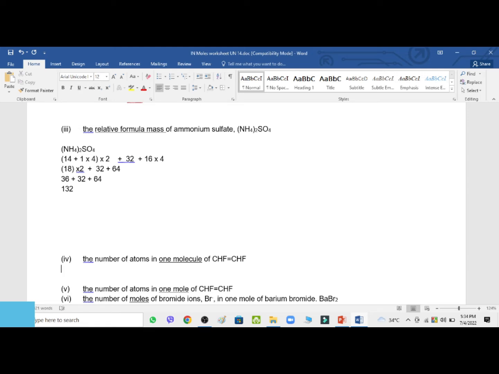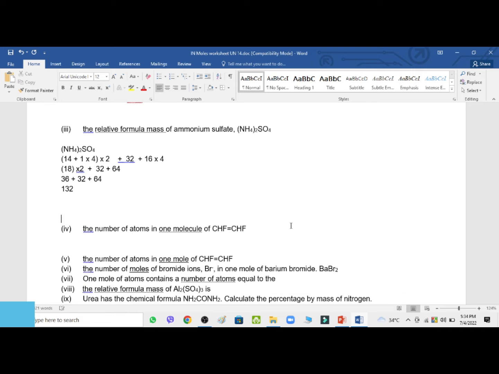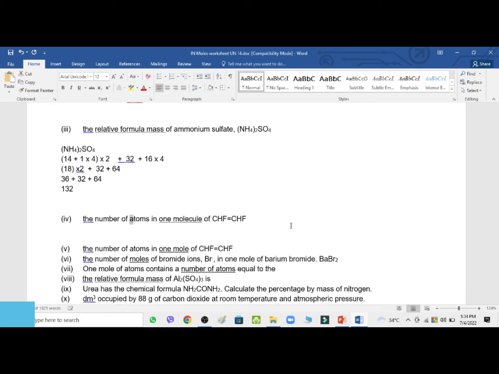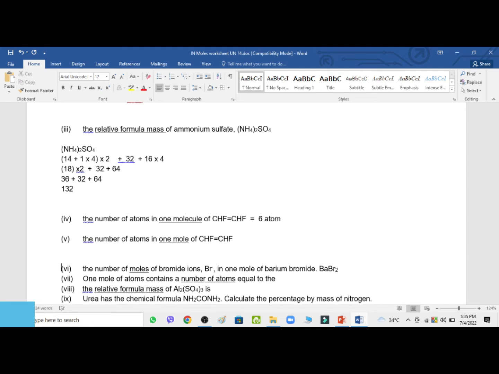Now the next one, the number of atoms in one molecule of this. This question is again very similar to the first one, because there is nothing about mole here. How many atoms in one molecule of this? If this is a single molecule, how many atoms here? Simply you get 6 atoms. No mole here. Next, the number of atoms in one mole of this. This is the same compound, but the earlier question was about one molecule. Here it is not one molecule but one mole. One mole is a big issue.